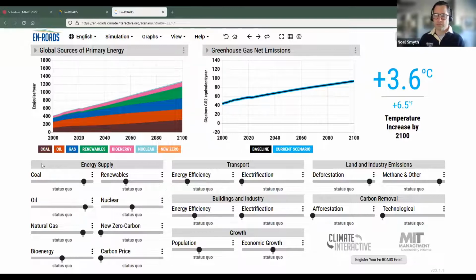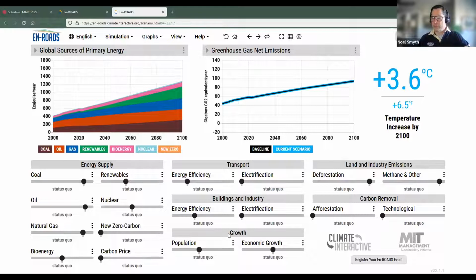The biggest one is on the left, and that's the energy supply. It covers coal, oil, natural gas, bioenergy, renewables, nuclear, and new zero carbon, which is maybe fusion, something that has been in our future for 30 years and continues to be 30 years out. And then carbon pricing, which folks at CCL are quite familiar with. And then we have the transport and the building sectors and efficiency around those. So policies that drive efficiency and policies that drive electrification of those sectors.